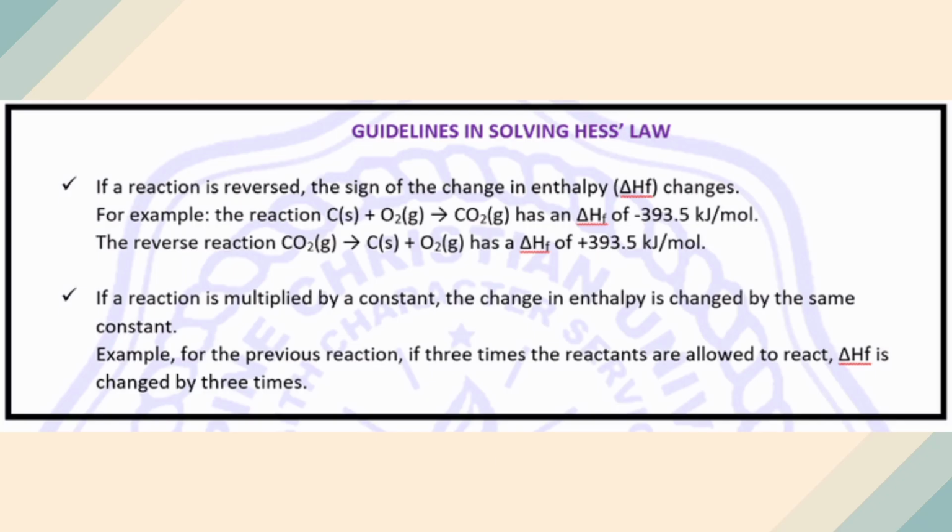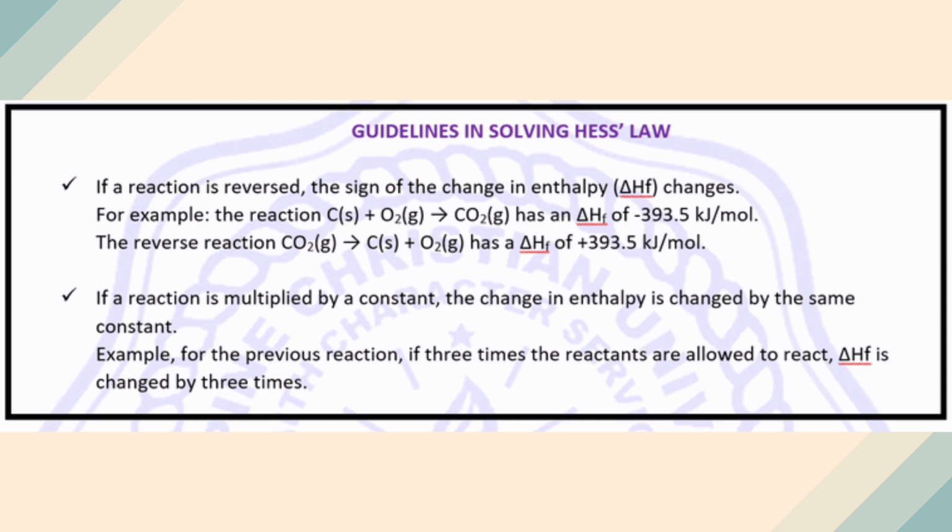And in solving Hess's Law problems, we should follow these guidelines. To come up with the target equation, we should manipulate the intermediate reactions. In manipulating an intermediate reaction, we could reverse it or multiply it by a constant. And if the reaction is reversed, the sign of the change in enthalpy will also change. It will be reversed from negative to positive and vice versa.